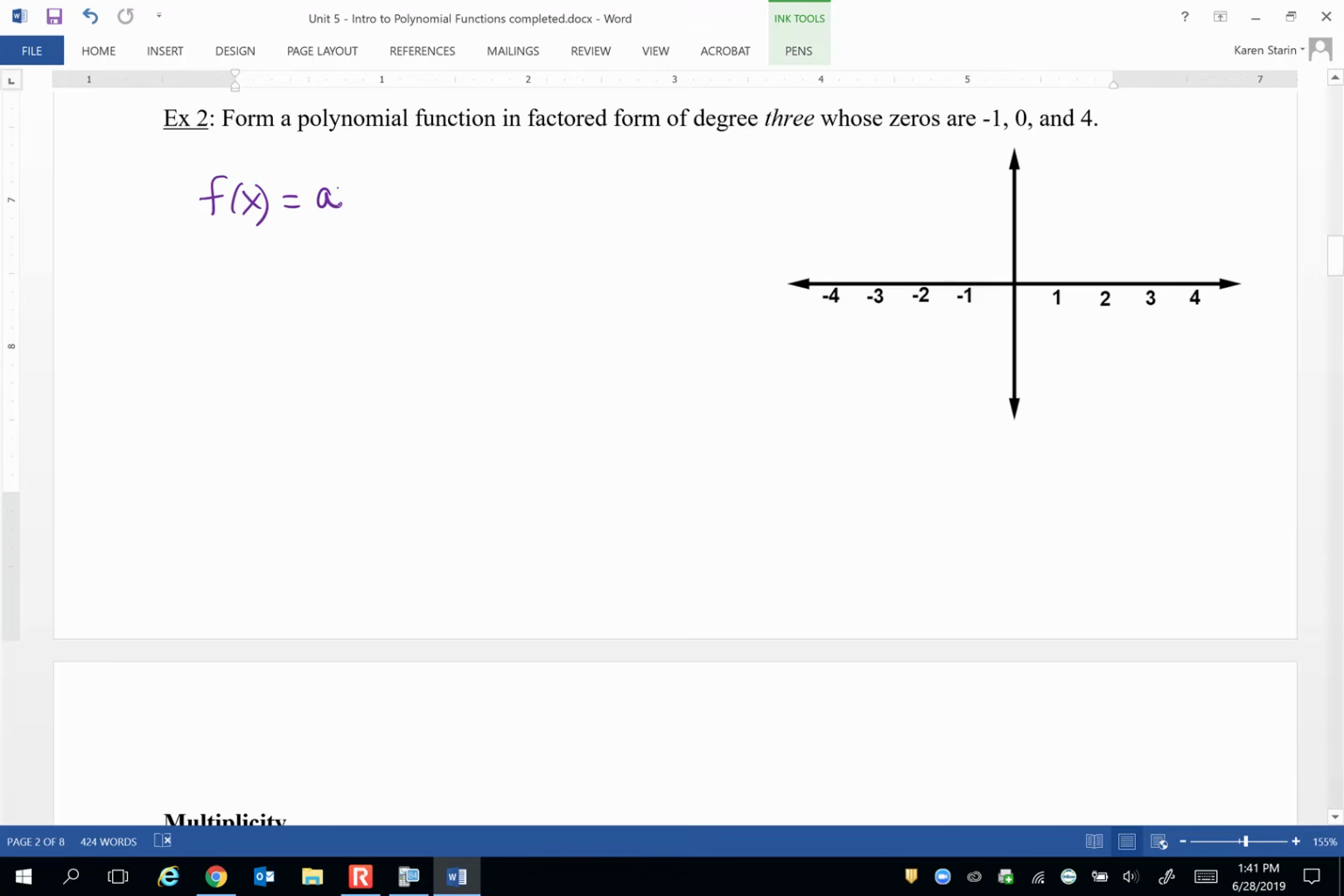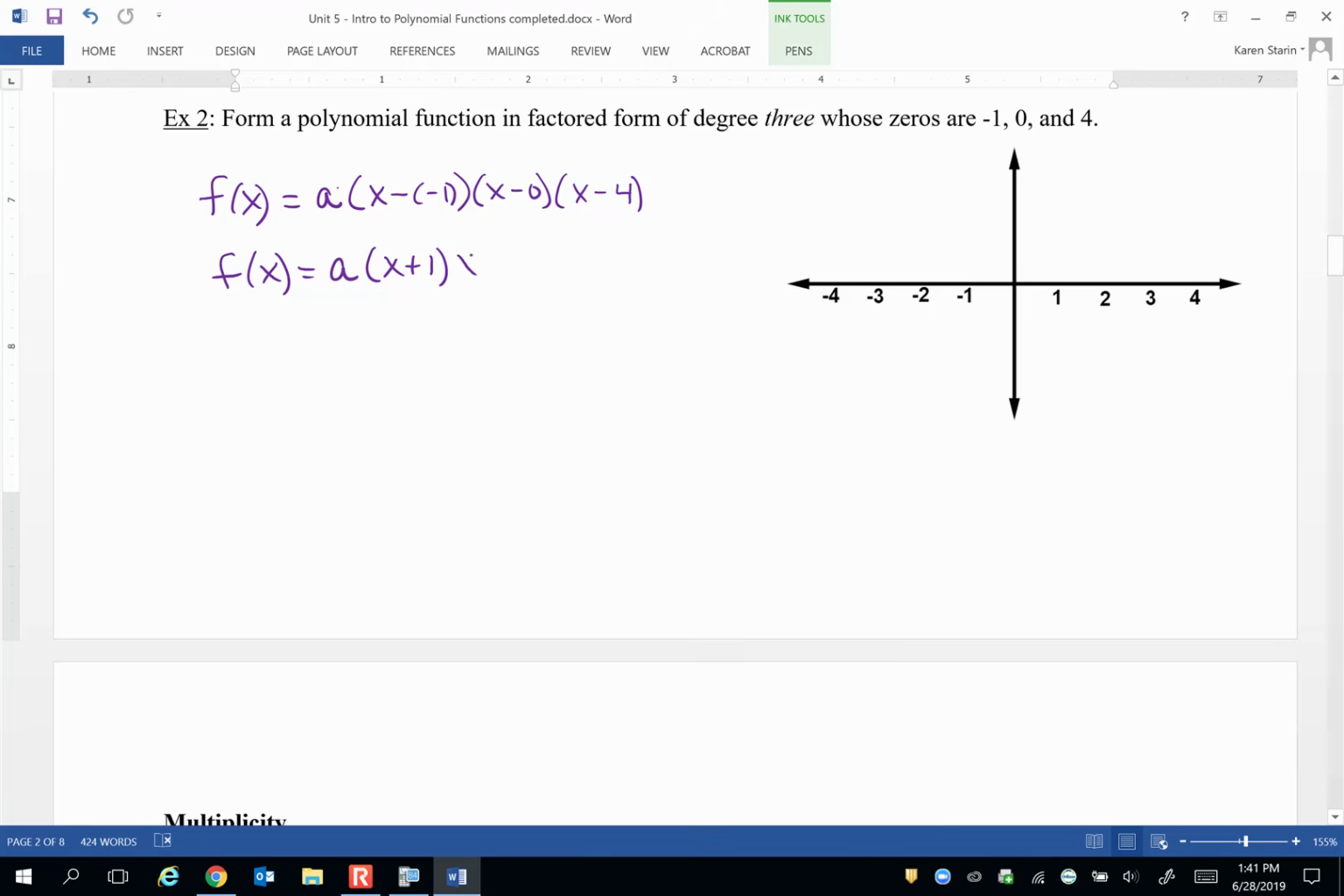And then if I have a 0 of -1, in factored form, that would be x minus a -1. If I have a 0 of 0, that would be x minus 0. And if I have a 0 of 4, that would be x minus 4. Kind of simplifying some of those operations, I would have that arbitrary a. X minus a -1 will become x plus 1.